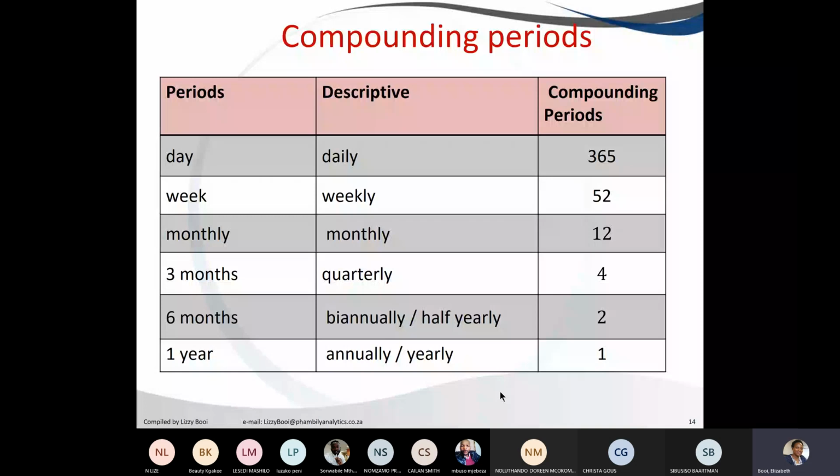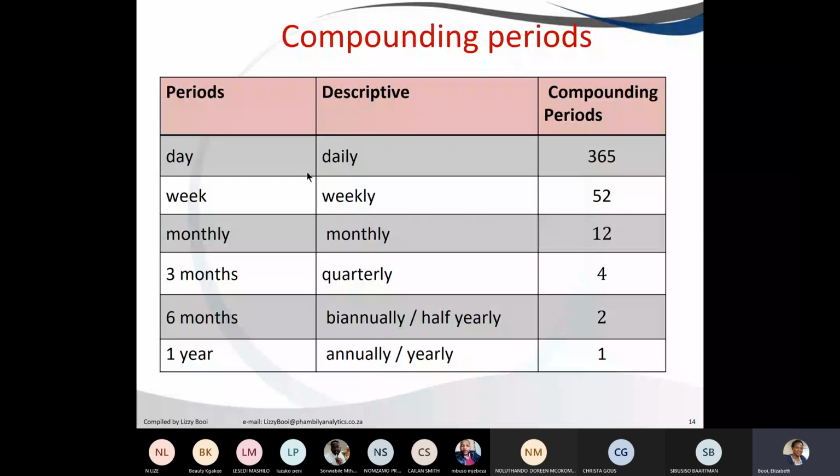So you must know that the minute they say 3 months, it's quarters. And when it's quarters, we say 4. There are 4 quarters. Sometimes they might say 6 months, or they might say biannually, or they might say half yearly, or in South Africa, and in the university term, we say semesters. So therefore, it means it's 6 months, 6 months. And since the year is divided into 2, the compounding period will be 2. For yearly, or they say annually, or they say a year, it's 1. You need to know all the compounding periods and how they are described in order to use them.